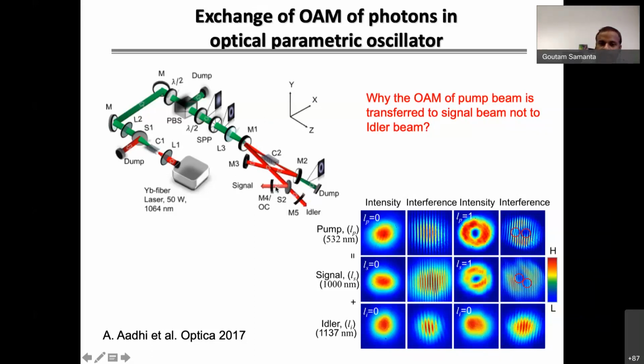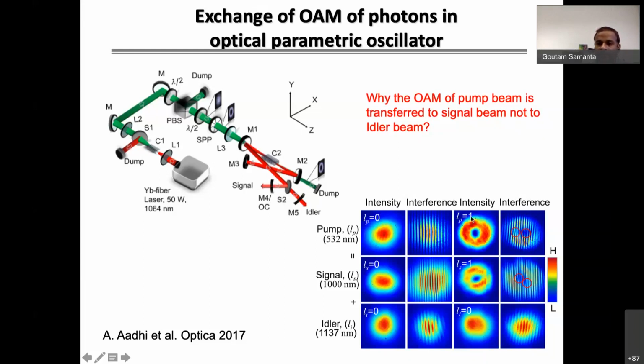One arm is the signal arm, and that is the idler arm, and then that cavity is formed. In case of signal, we just put some output coupler. With this configuration, for pump vortex order 0, signal and idler have order 0. That is what we typically see, and none of them have any phase singularity.